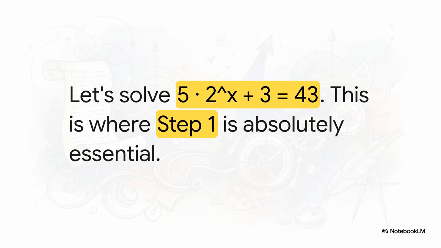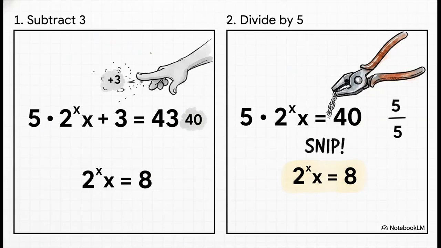This is where step 1 of our strategy isn't just a step, it's absolutely essential. Remember what it was? Isolate that exponential expression. So, before we even think about logarithms, we have to do some cleanup. First, let's subtract 3 from both sides. That gives us 5 times 2 to the x equals 40. Then we divide both sides by 5, and that leaves us with 2 to the x equals 8.